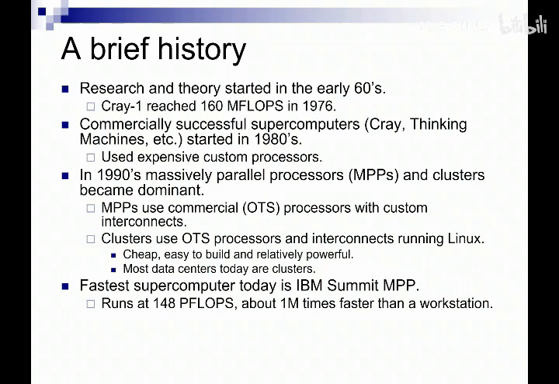In fact, today the fastest supercomputer we have is the IBM Summit computer, and this is a massively parallel processor, and it runs at about 150 petaflops per second. A petaflop is 1,000 teraflops. So it can do 150,000 trillion floating point operations per second. This is about a million times faster than a typical workstation that you have at home.